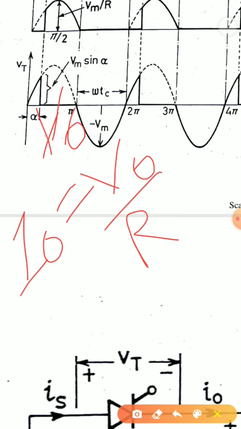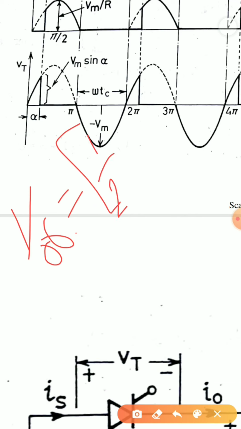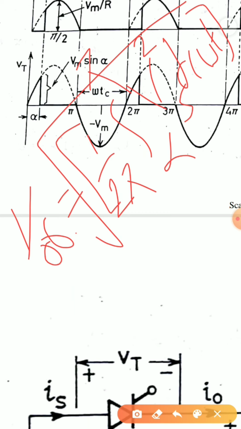Then if I have to find my RMS voltage value, I will take 1 by 2 pi, integrate from the limit Vs squared d omega t, and take the square root of the whole thing.